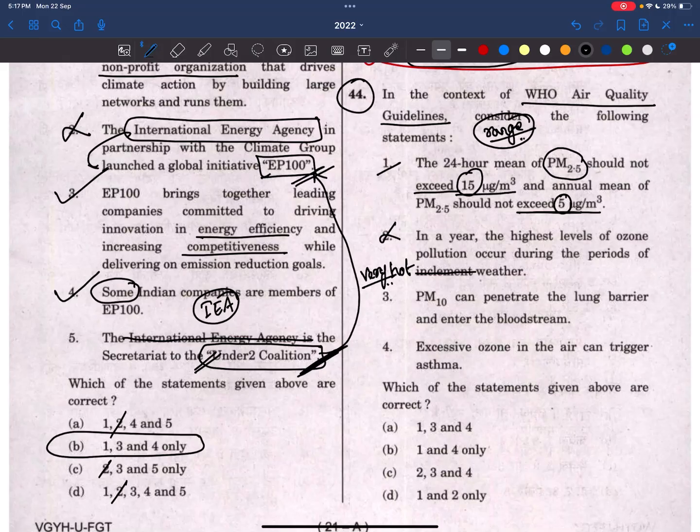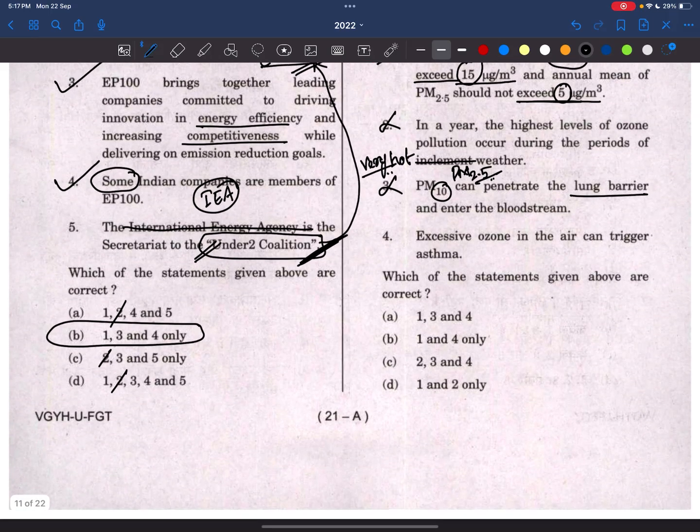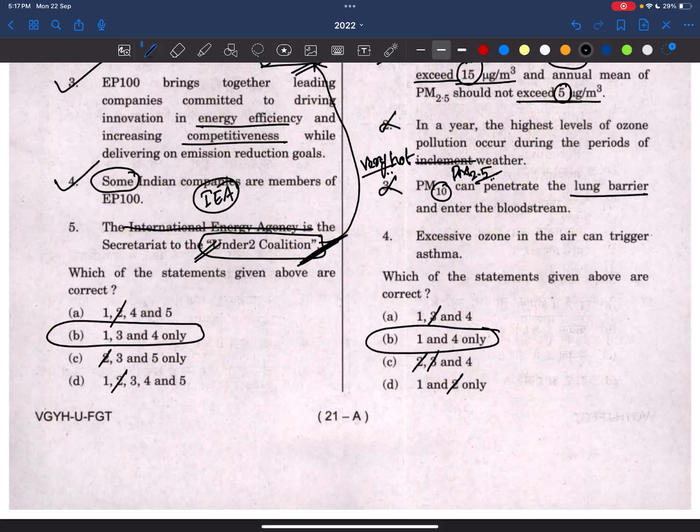Now see, PM10 can penetrate the lung barrier. PM10, that means 10 micrometers. These cannot penetrate into the lung barriers. Okay, PM 2.5 can penetrate into lung barriers and enter the bloodstream. Because they are very small, so they can enter. So 3 is also wrong. Now see, 3 is wrong. We know 2 is wrong. Answer is 1 and 4.